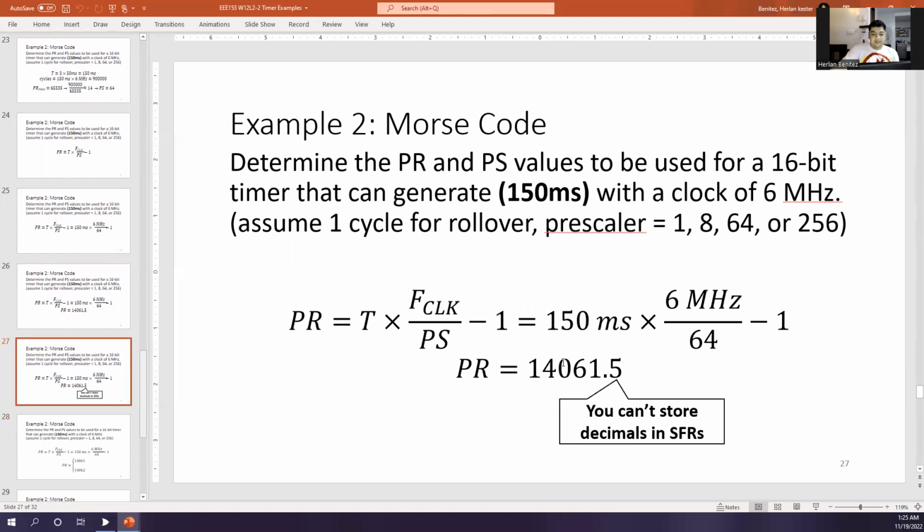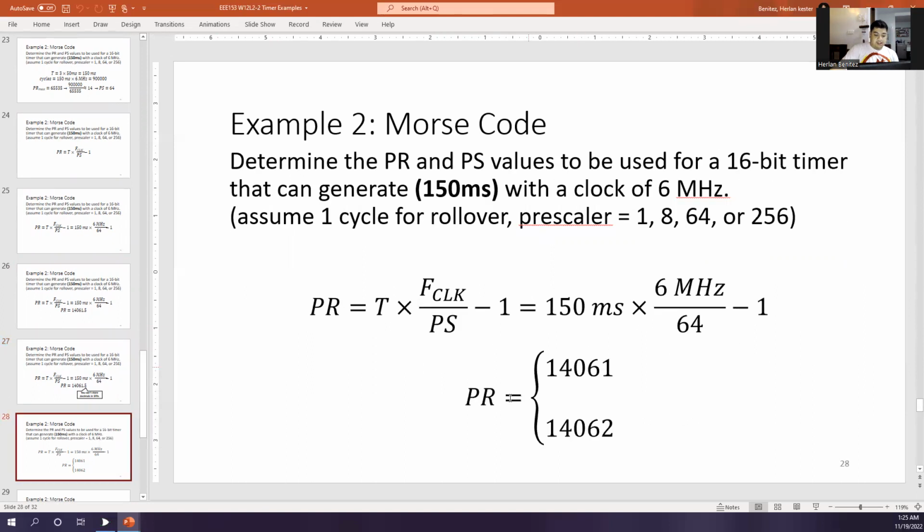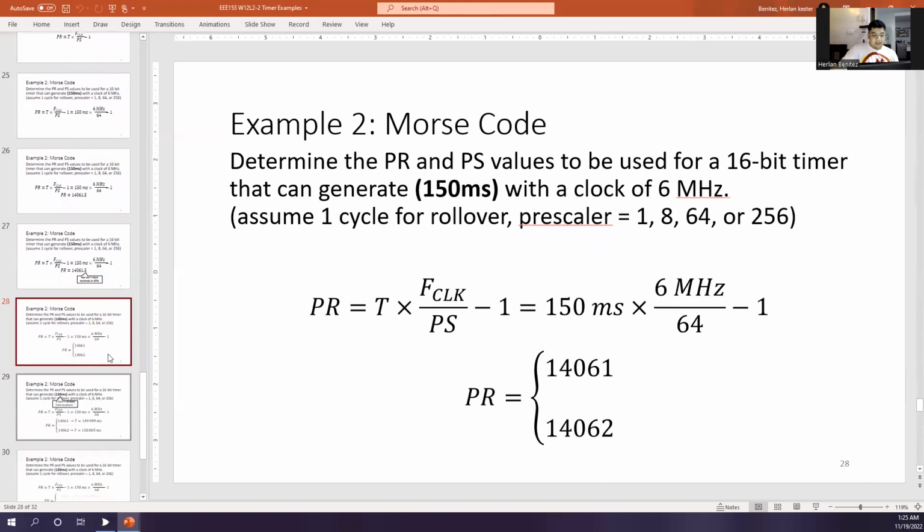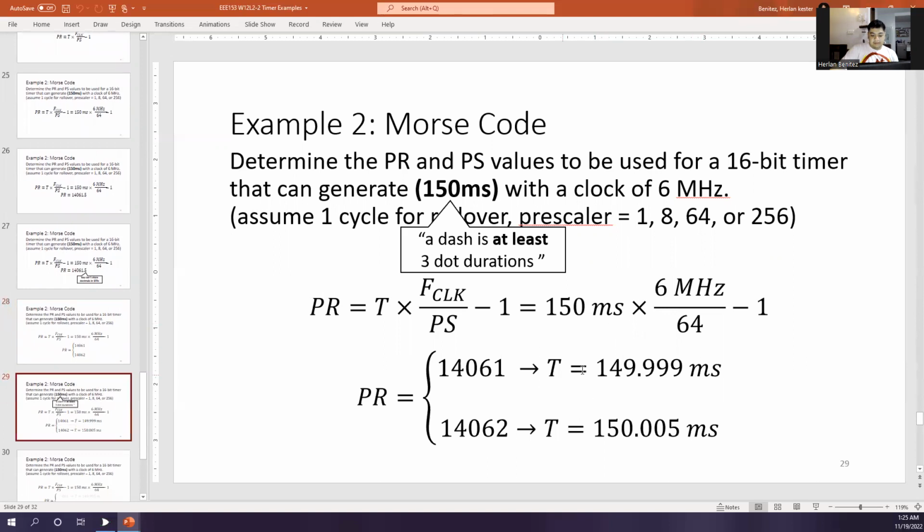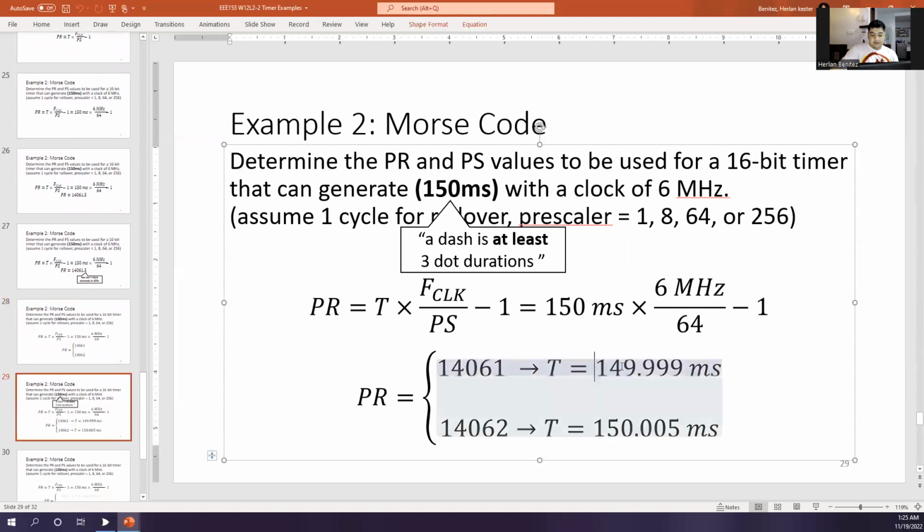We get 14,061.5. So, meron tayong konting problem dito. Hindi tayo pwedeng magsulat ng decimal numbers sa SFRs natin, di ba? So, meron tayong dalawang choice. Pwede nating ilagay sa period register is 14,061 or 14,062. Something to take note here, yung equivalent na time duration na to is either 149.999 milliseconds or 150.005 milliseconds. I think 149.995 yata dapat to.